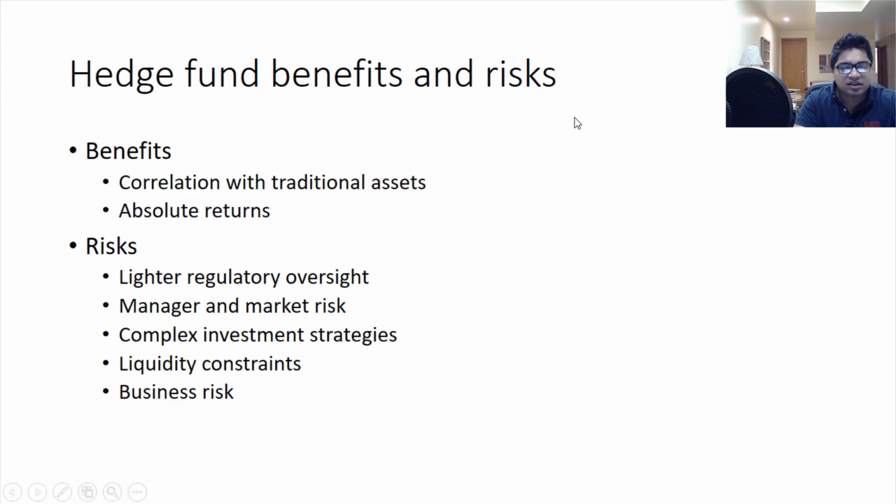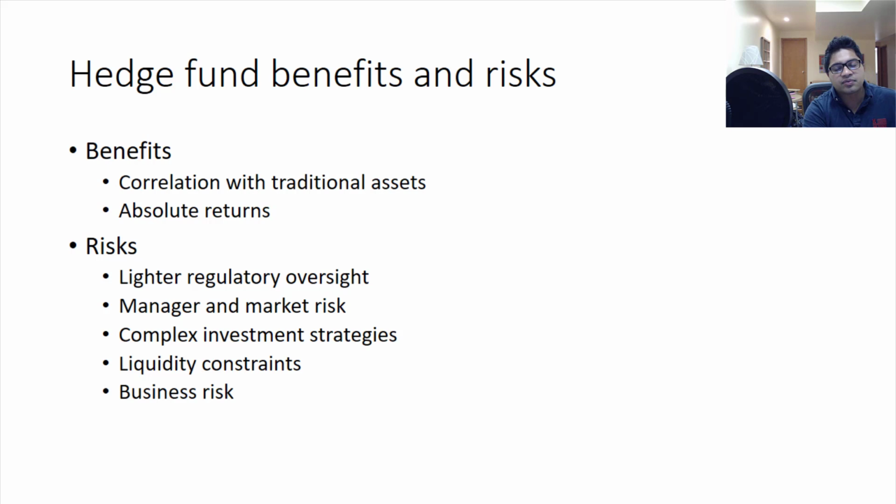Benefits and risk of investing in hedge funds. Benefit: the correlation with traditional assets is very low. So hedge funds have very low correlations with traditional assets. And the other biggest benefit that hedge funds have is absolute returns. So mutual funds will always have some kind of relative return. So a mutual fund will always be judged against some benchmark. So that is their objective. Hedge funds generally have an absolute return objective.